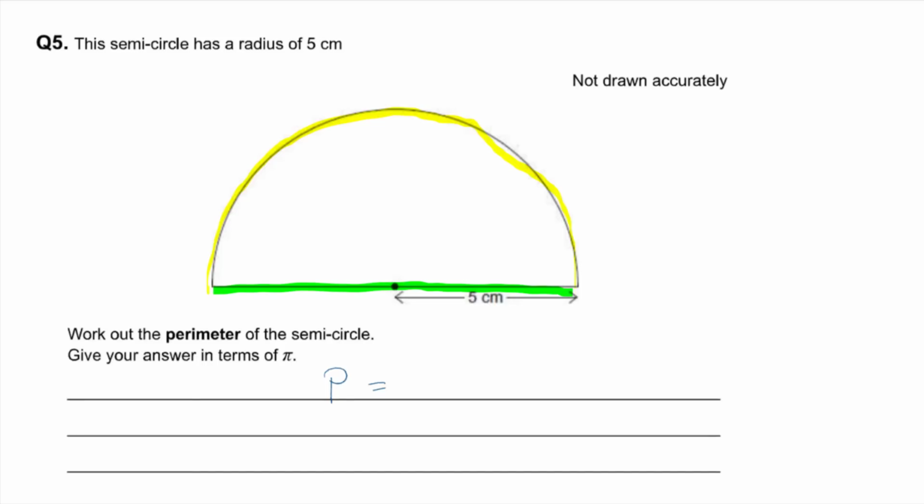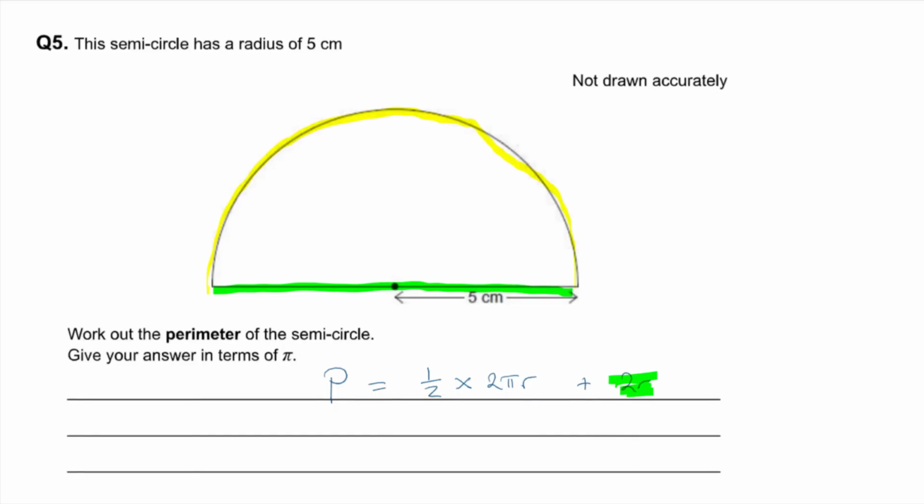Okay, so the perimeter part then, the yellow part is going to be half of the circumference of the circle. So we can use either pi d, but we can also use 2 pi r, which might be better in this case. So it's pi times 2 pi r. And then we're going to add on 2 lots of the radius, which is the green bit.